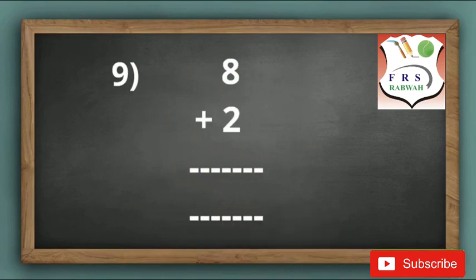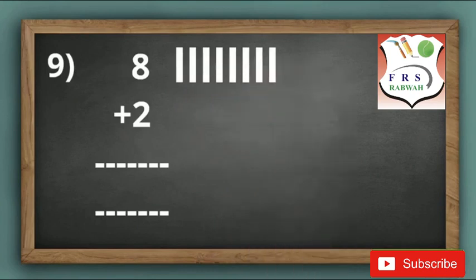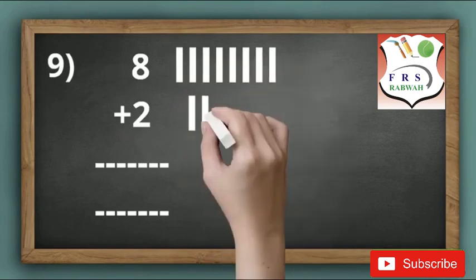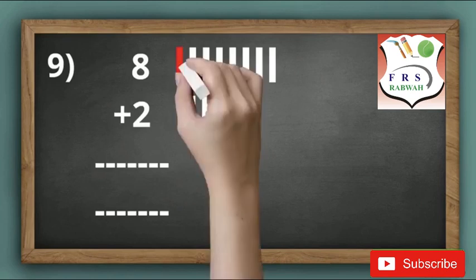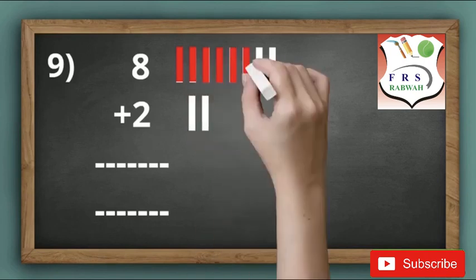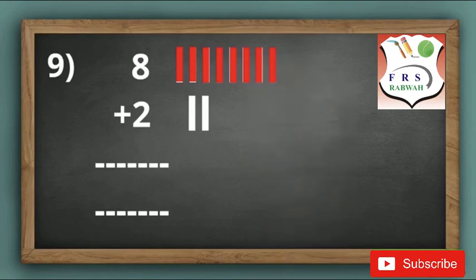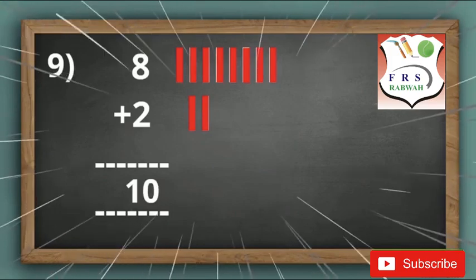What is 8 plus 2? 8 lines to represent 8. 2 lines to represent 2. Now, let's count together. 1, 2, 3, 4, 5, 6, 7, 8, 9, 10. You guys are doing great.